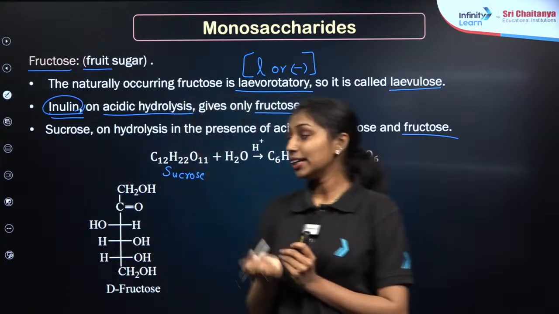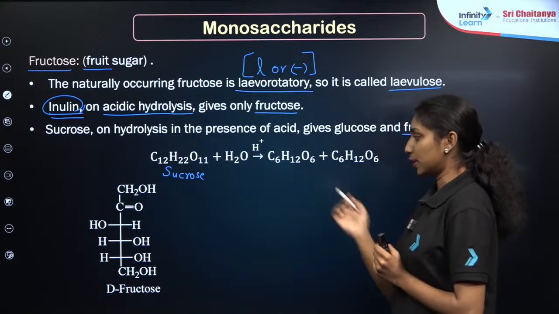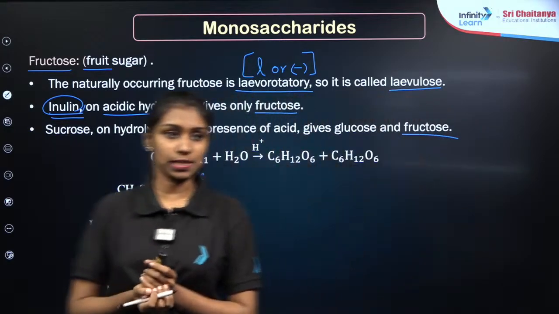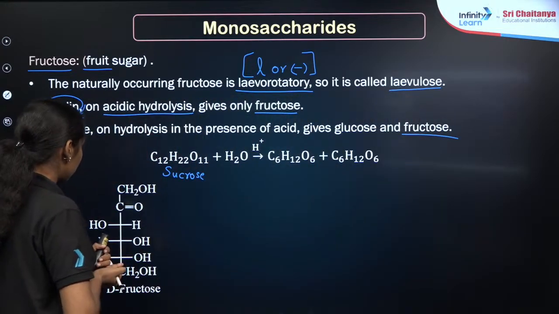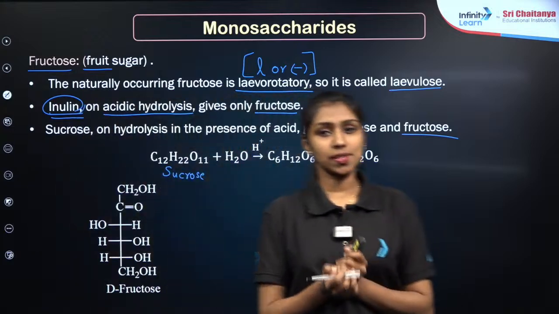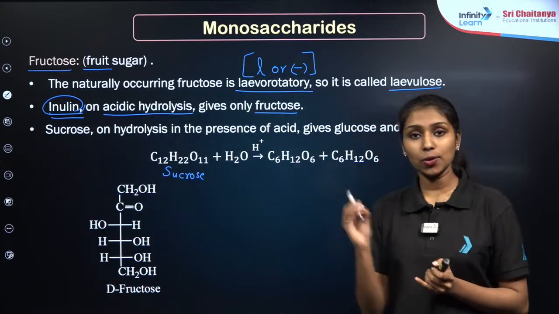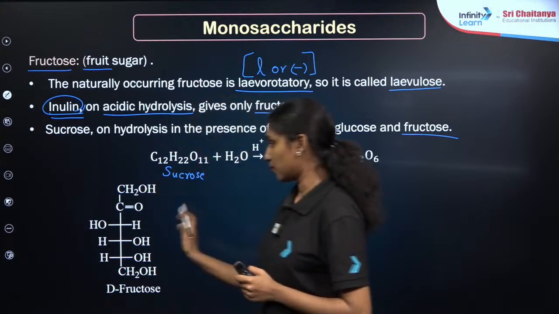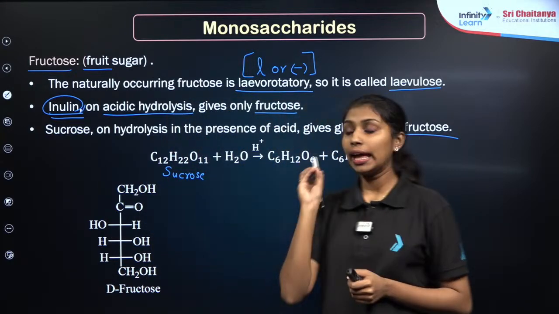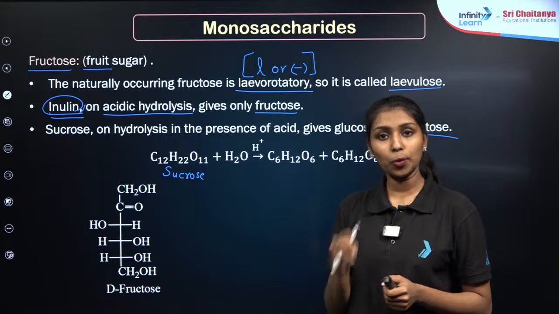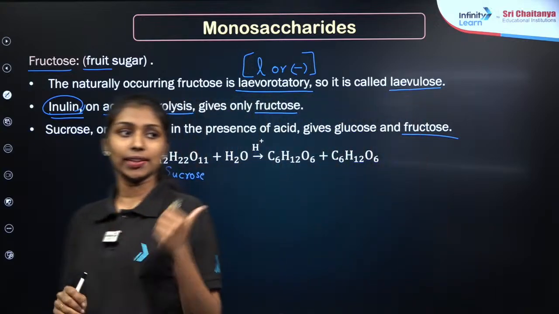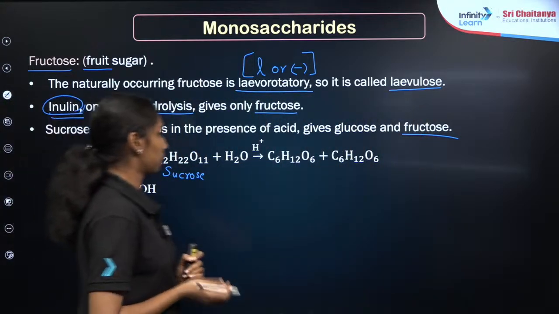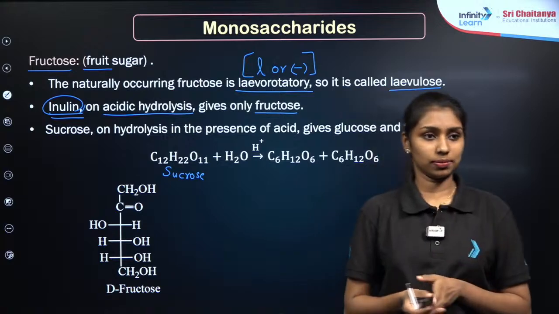Now let us see the structure of fructose. Okay, I have a question for you: whether this compound is an aldose or ketose. This is the structure of fructose. Just go through the structure and identify whether it has an aldehyde group or a ketone group. Then give me the idea whether it is a ketose or aldose. Ketose or aldose.